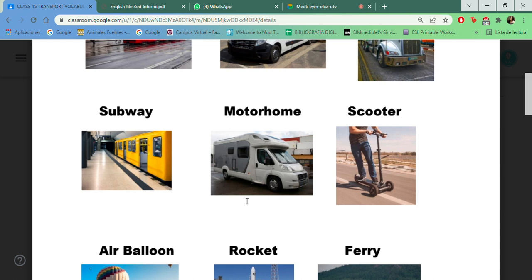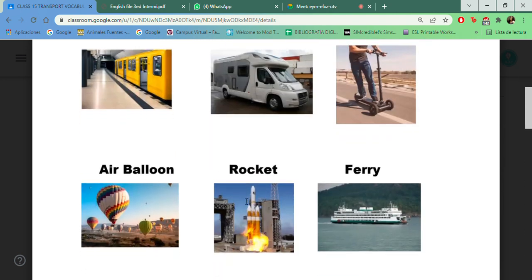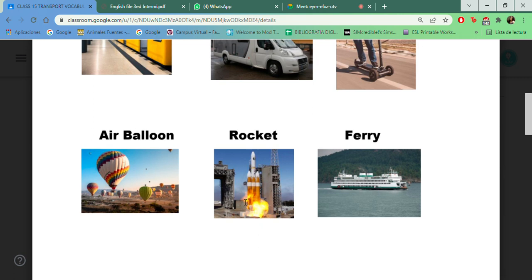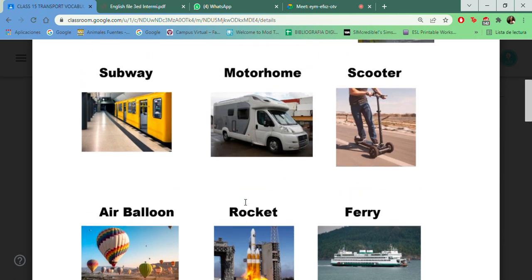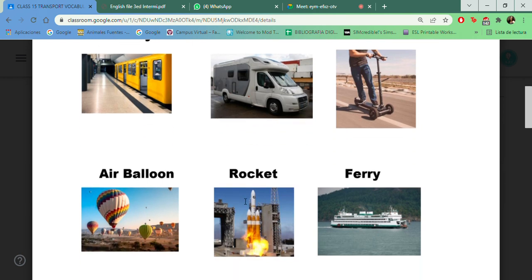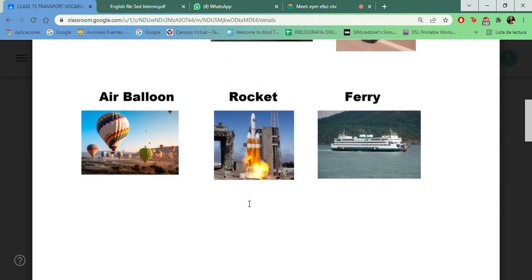Yes, but they also call it that in American English. In American English it would be motorbike or motorcycle. But in British English, they also call every kind of motorcycle a scooter. Exactly. In American English, they wouldn't say scooter. They would say motorbike or motorcycle. Yes, that would be better. Great. Rocket. This is a rocket.